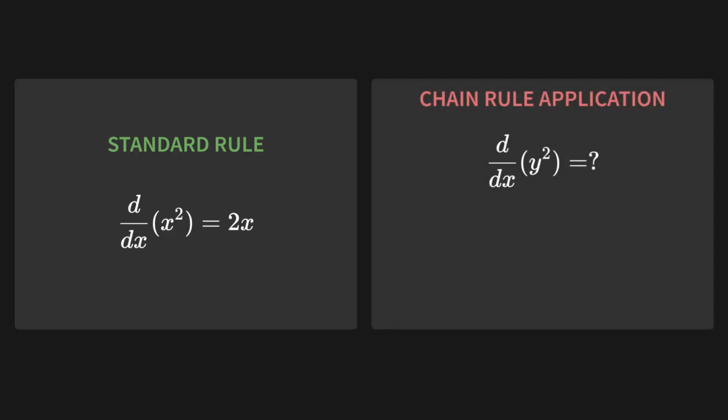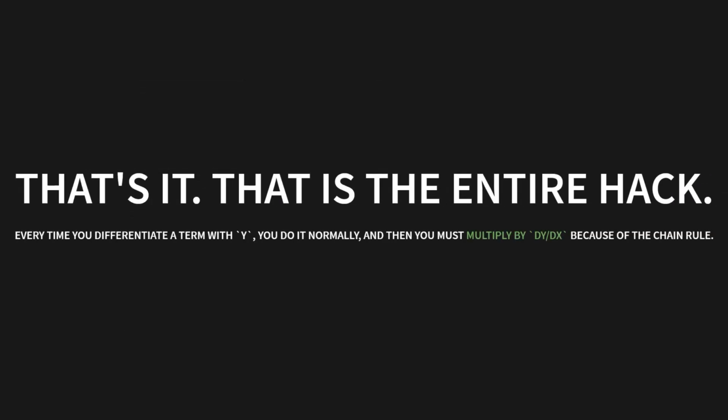Now for the chain rule application. What's the derivative with respect to x of y squared? Well, the outer function is something squared, so its derivative is 2 times something. The inner function is y, so its derivative is dy dx. So, the final answer is 2y times dy dx. That's it. That is the entire hack. Every time you differentiate a term with y, you do it normally, and then you must multiply by dy over dx because of the chain rule.